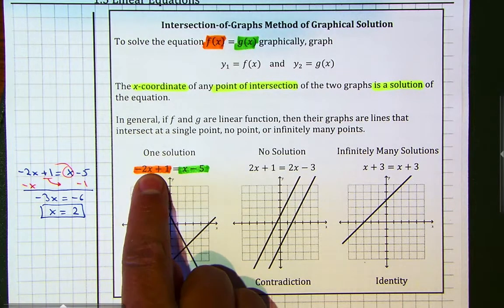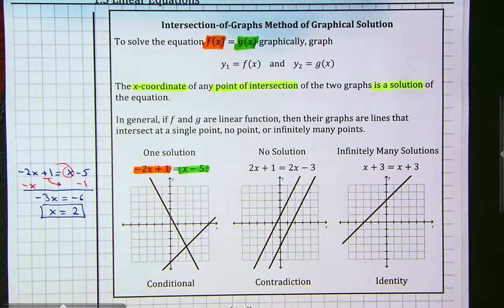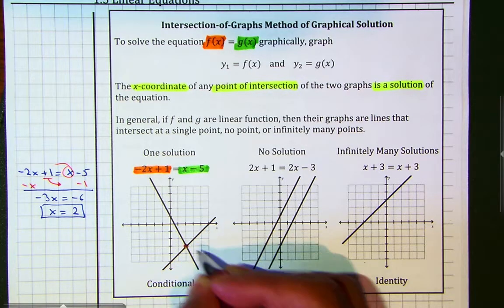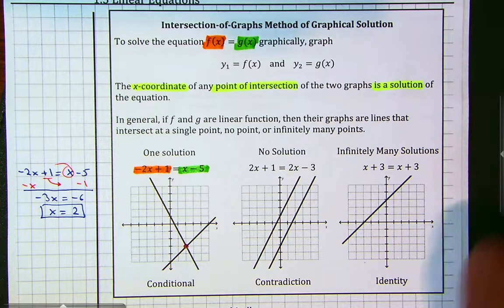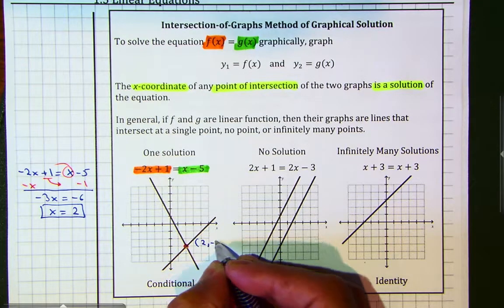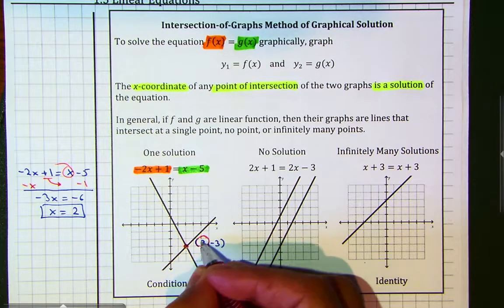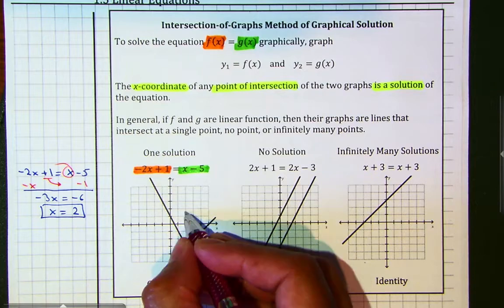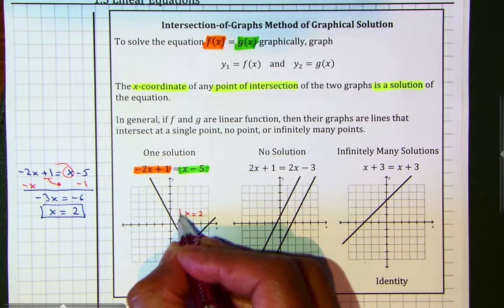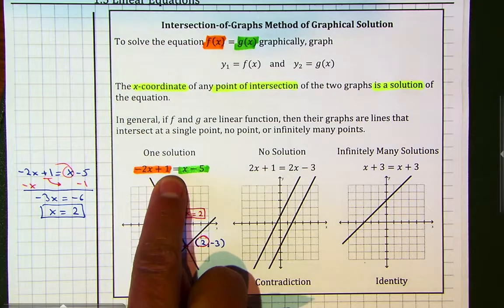If we graph the first one, which is here, and we graph the second one, which is here, then the intersection is going to be a point. In this case, the intersection is positive 2, negative 3. And the x value is the solution. And we use this quite a bit whenever we have an equation and we want to find out what the solution is, then we can just do it graphically as well.